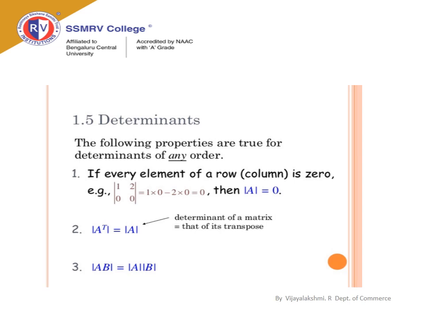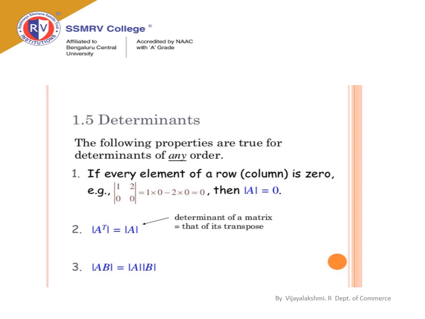Next, let us understand the properties of the determinants. The first property tells you that if any row or any column consists of 0, that is, the elements of a row or elements of a column are completely 0, then the determinant A will also be equal to 0. Example: 1, 2, 0, 0. If we are finding the determinant, 1 is multiplied with the 0 and minus 2 will be multiplied with the 0, then your final answer is also equal to 0. That is, if any complete row consists of 0 elements, the determinant will be 0.